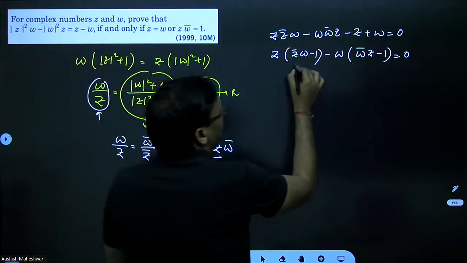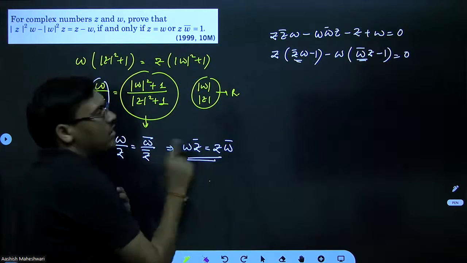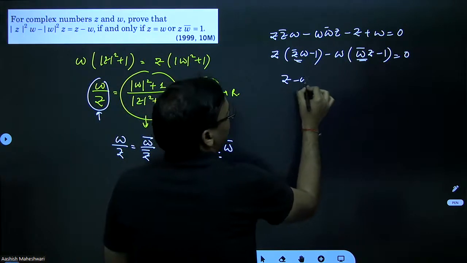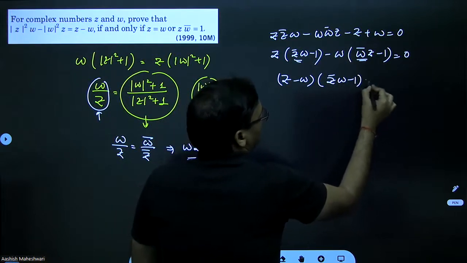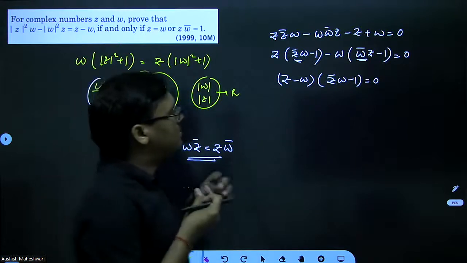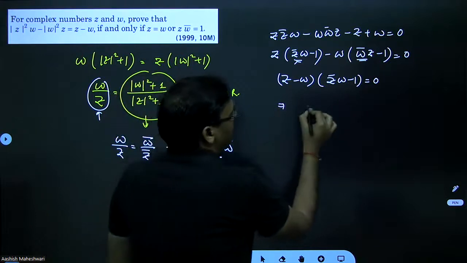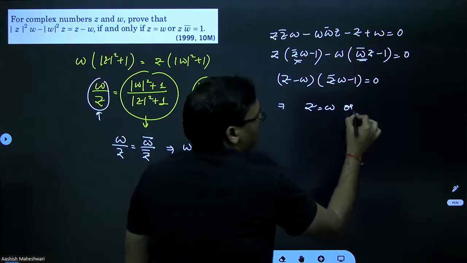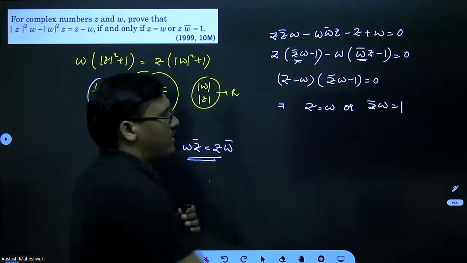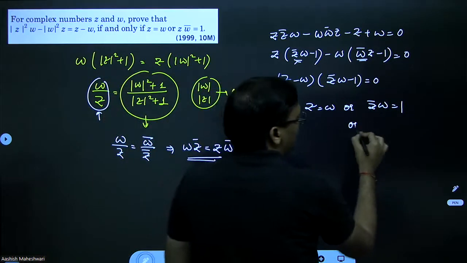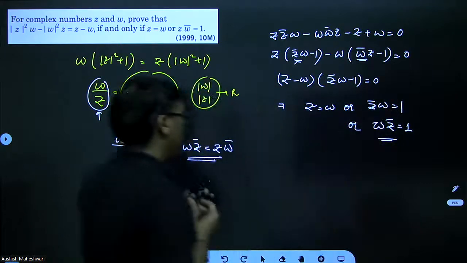Now you can see here, z bar omega or omega bar z, both are equal. You can see, both are equal. So what I can say is, this is z minus omega, and I can take this common. This is z minus omega times (z bar omega minus 1) equal to 0. I can take this common or this term common. Ultimately, both are equal. So from this, what does this imply? Either z equal to omega or z bar omega is equal to 1, or you can say omega z bar is equal to 1, because both are equal.